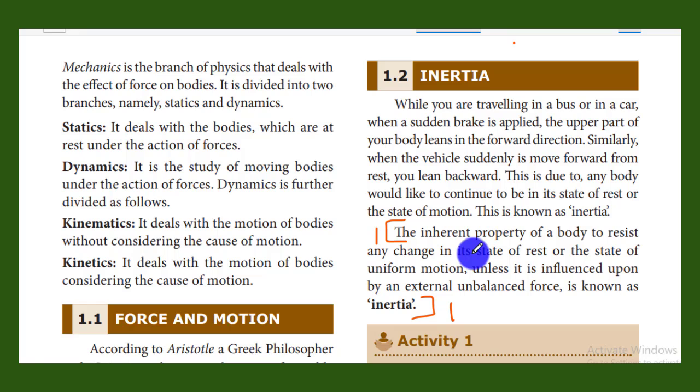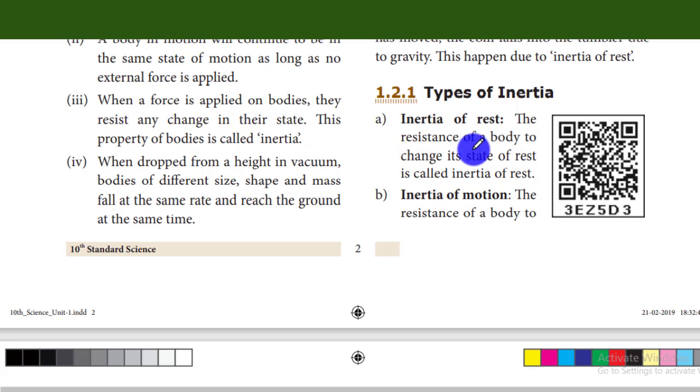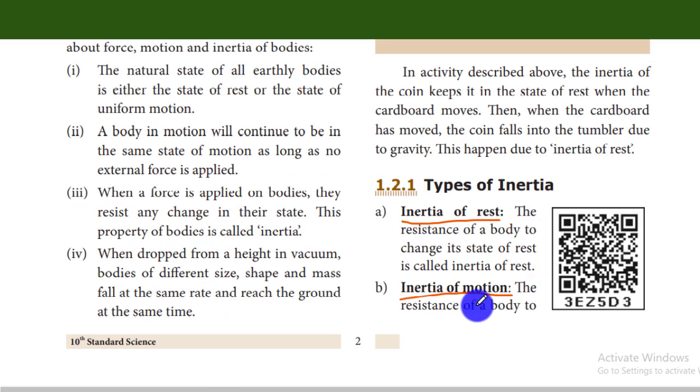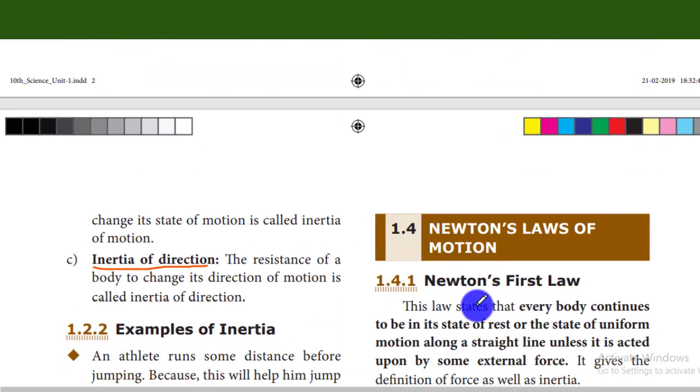If it is at rest, if you apply some unbalanced force, then only it will move from one place to another place. Or if the body is already in motion, if you want to bring it back to its rest position, then you have to supply some external force. That external force should not be a balanced force, it is an unbalanced force. What are the types of inertia? Inertia of rest, inertia of motion, inertia of direction.